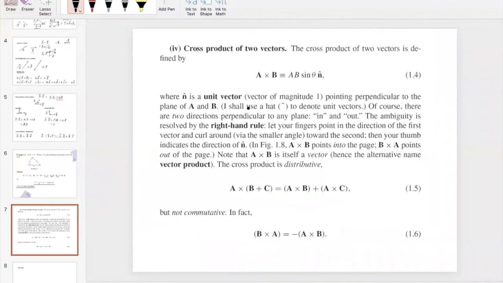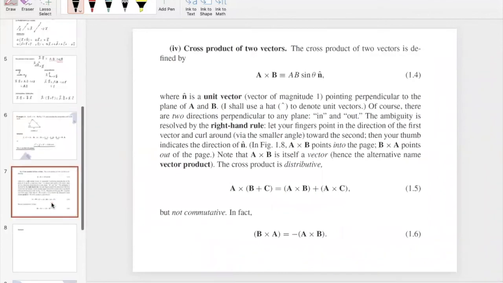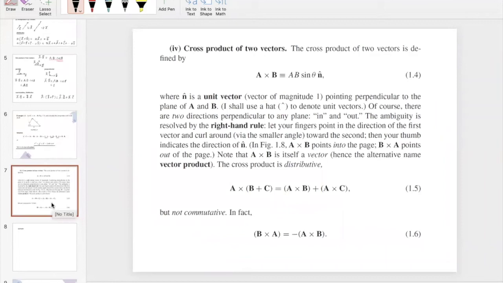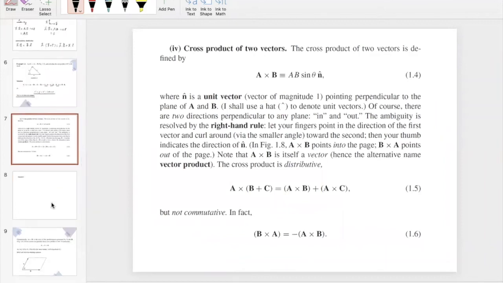Okay, now let's see what's next: the cross product of two vectors. The cross product is a little bit more complicated than the dot product. For the dot product, it's easy: the dot product of two vectors makes the result a scalar. However, the cross product is a little bit more complicated. It will generate a new vector.